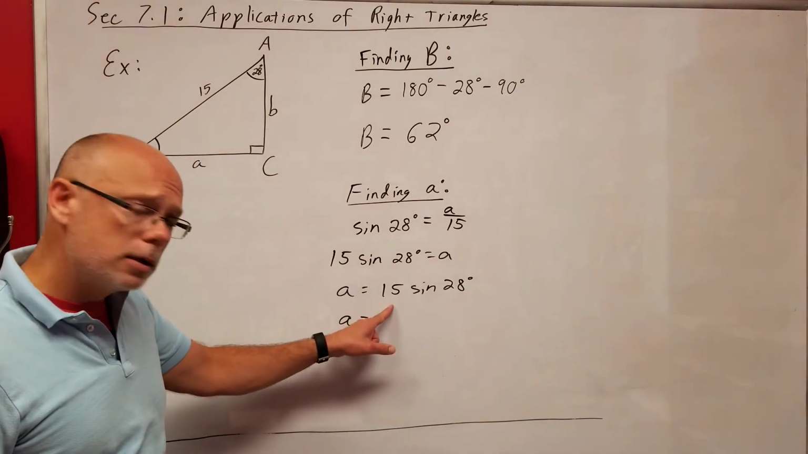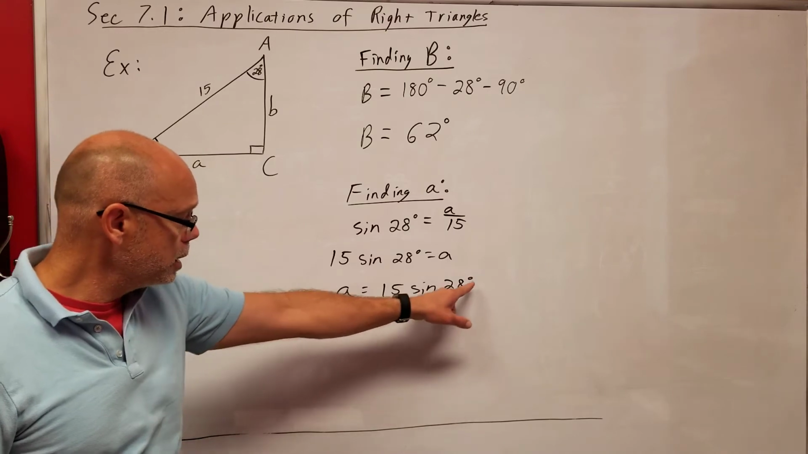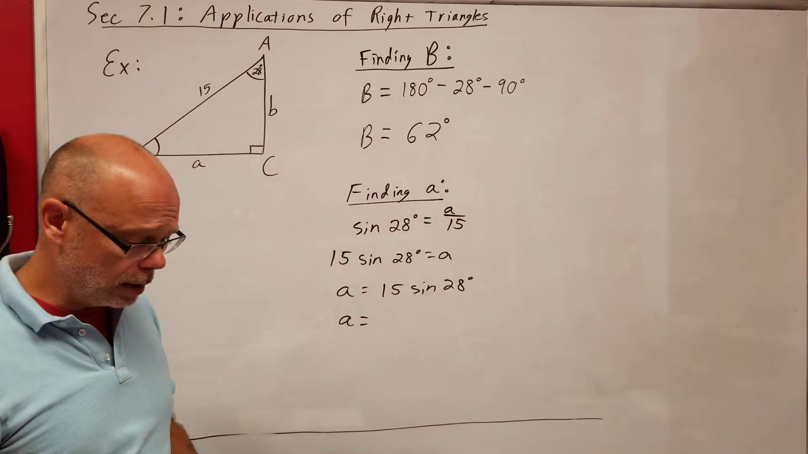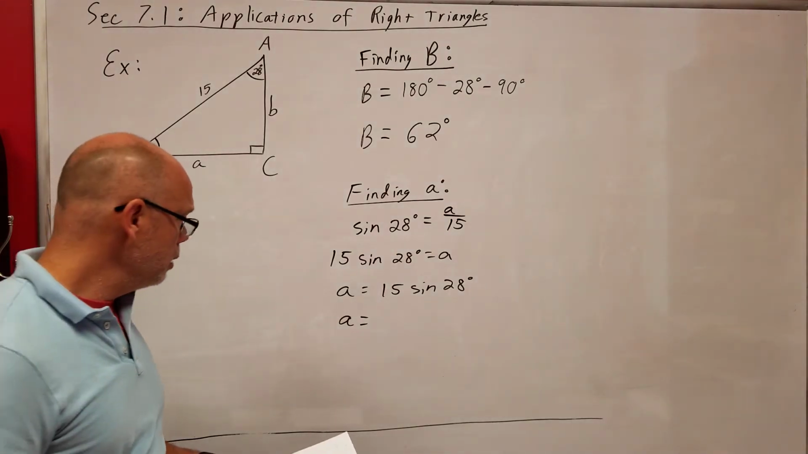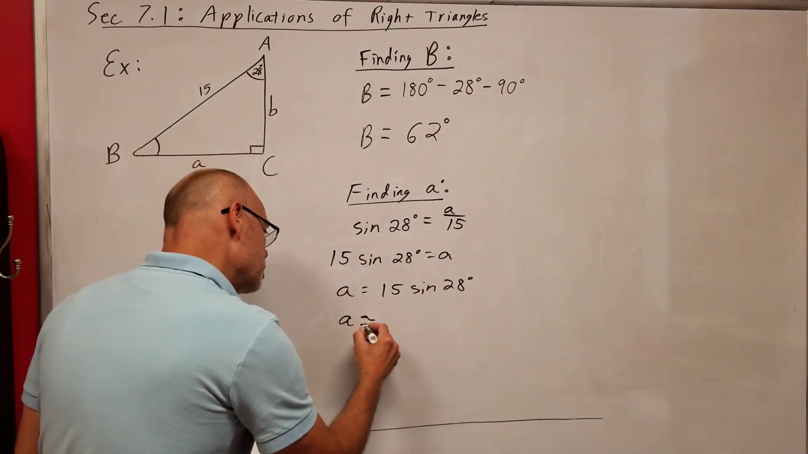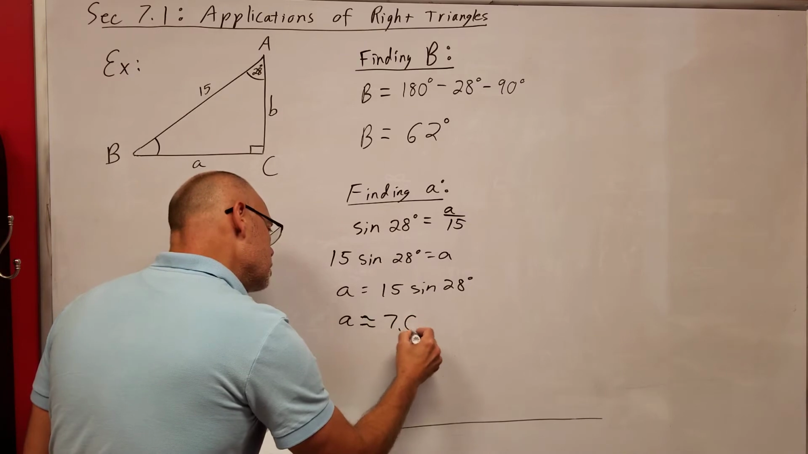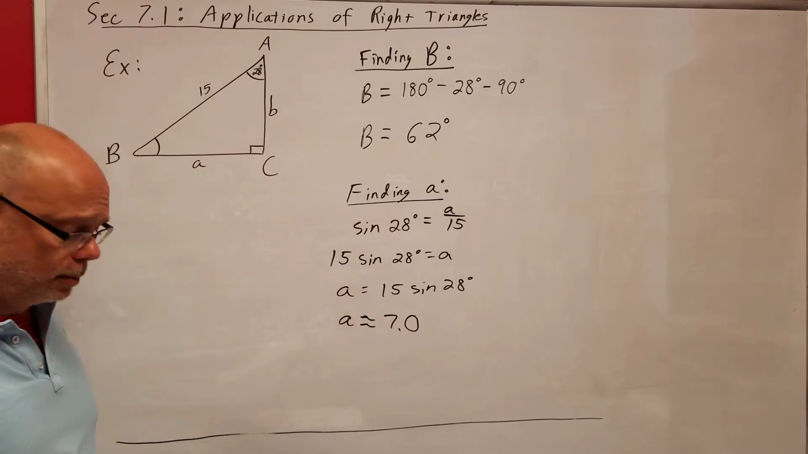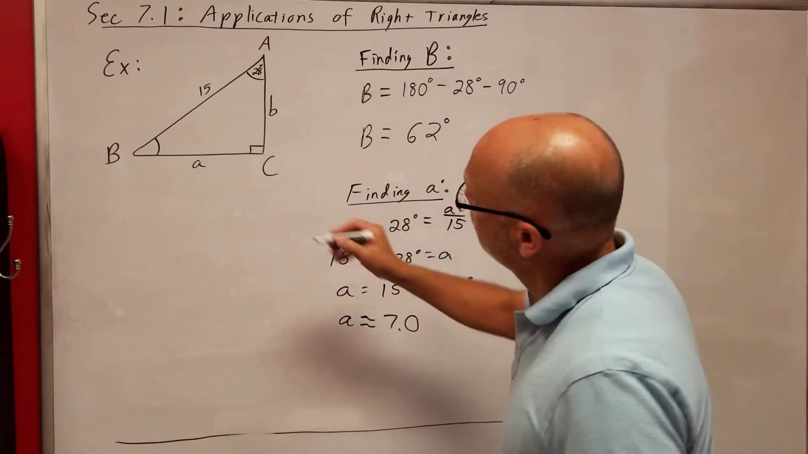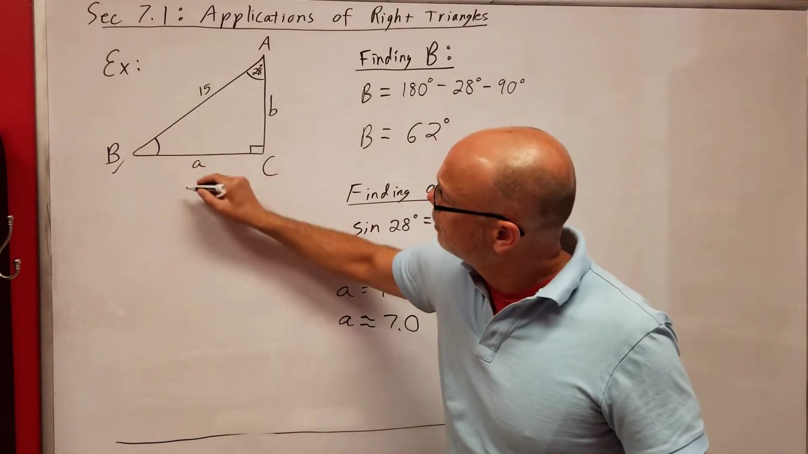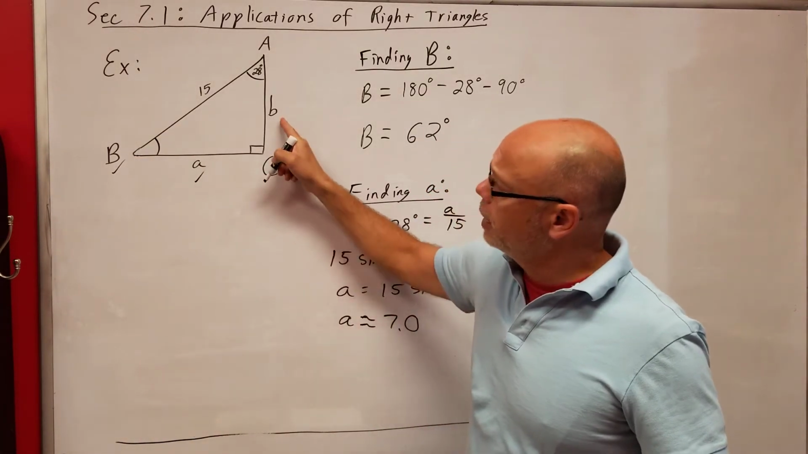And when we put this in our calculator, it's wanting us to round anyway. But whenever we put this into our calculator, make sure your calculator's in degree mode. Remember how to do that. Go to mode, go down to degree, hit enter. If I do this, I get a is approximately 7.0. All right, so I found B. I found a. What's left?